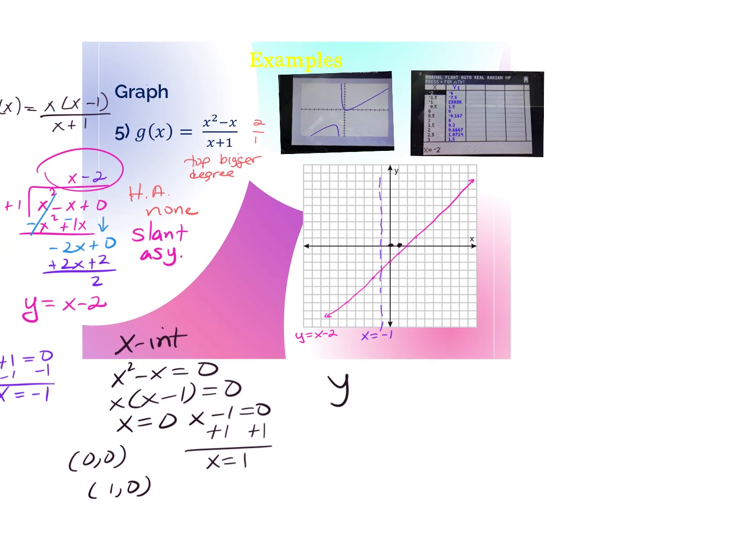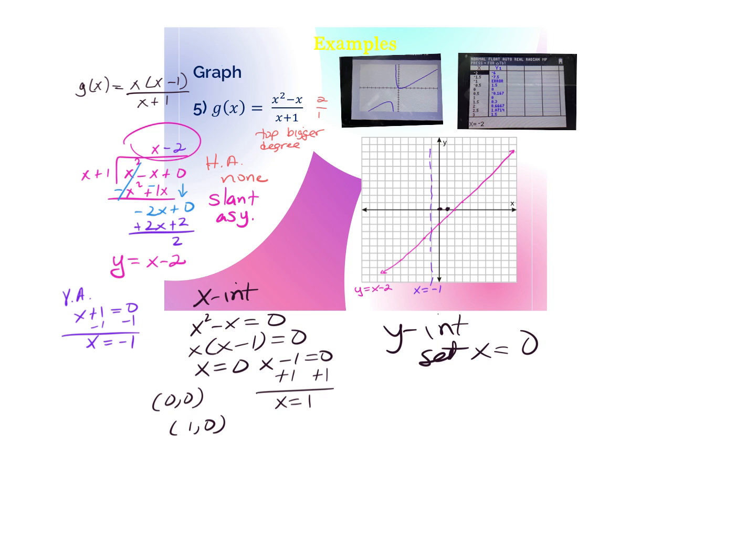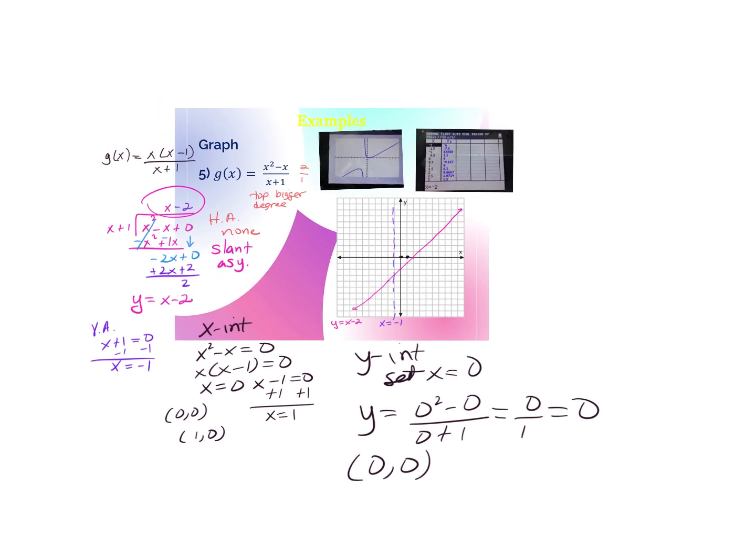For the y-intercept, remember we're going to set x equal to 0. So my original function, y equals 0 squared minus 0, over 0 plus 1, 0 over 1 simplifies to 0. So my y-intercept, which I've already graphed because it's also an x-intercept, is 0, 0. So now what I need to do is get the additional points from my calculator.